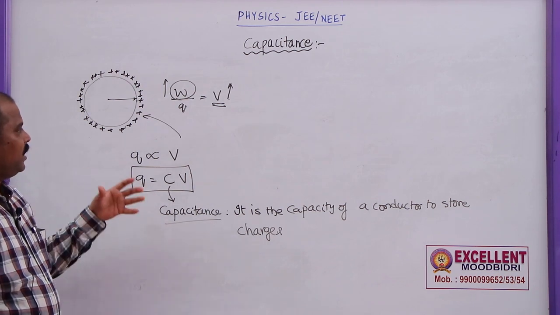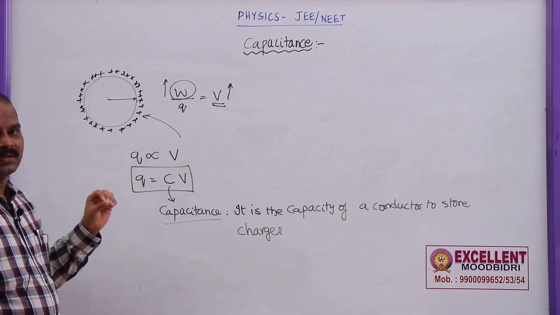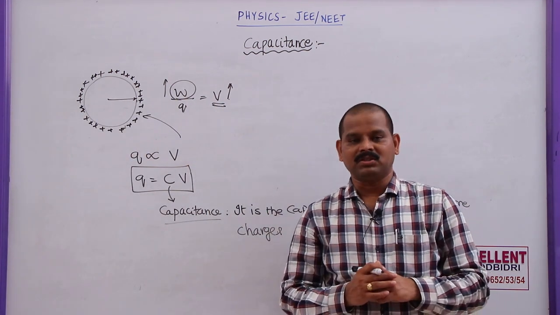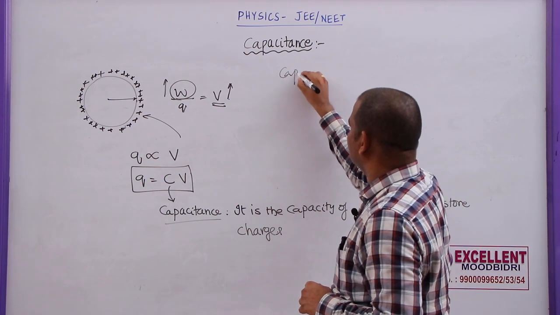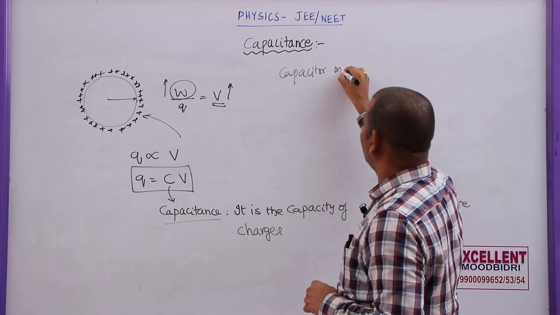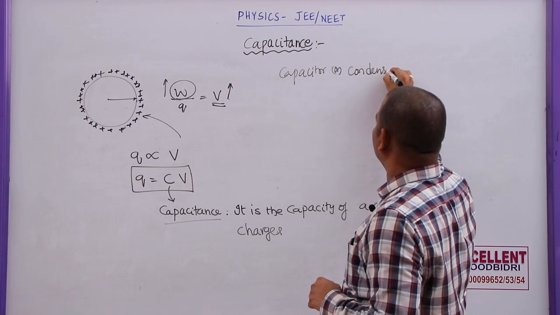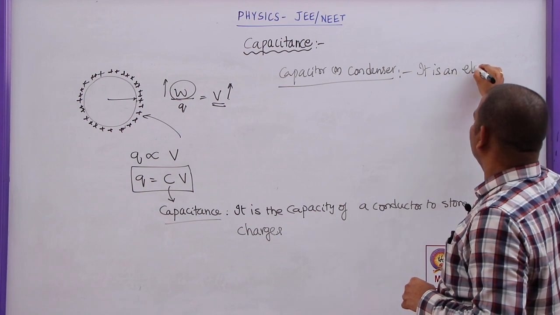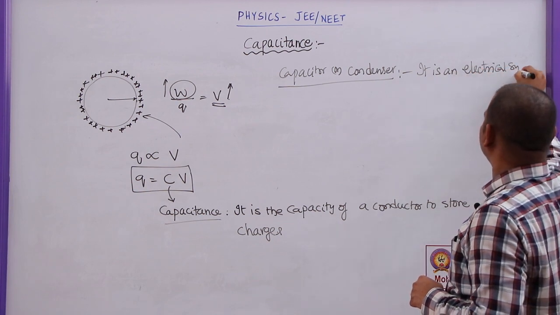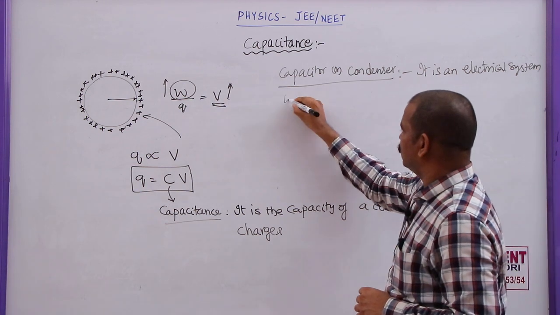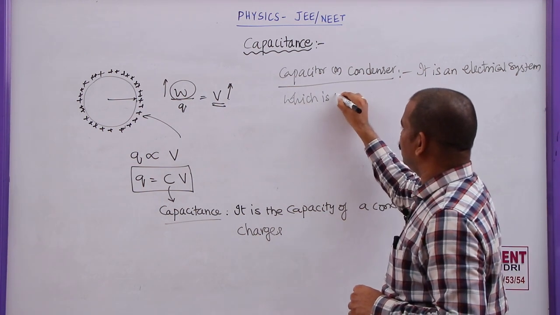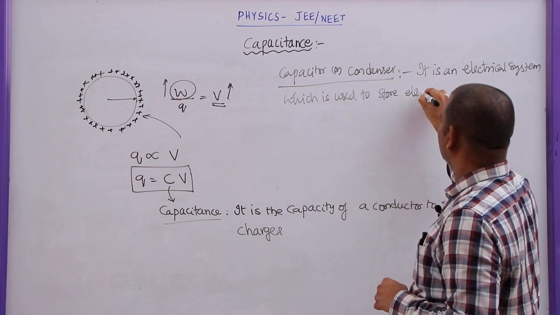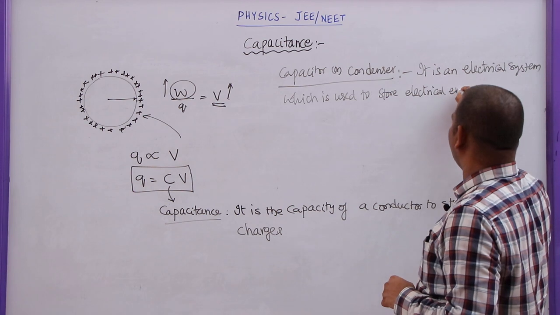Now, what is a capacitor? A capacitor, also known as a condenser, is an electrical system which is used to store electrical energy.